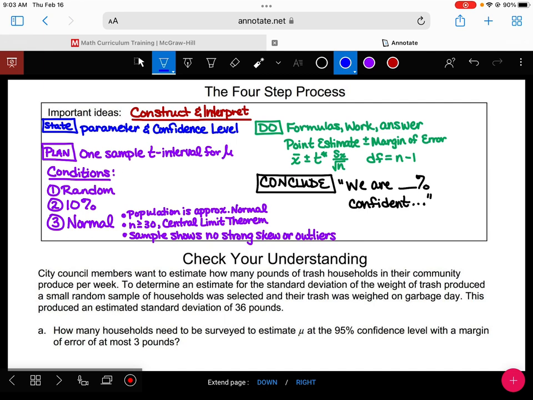For the do, these are the formulas, the work, and our answers. So point estimate plus or minus margin of error: x bar plus or minus t star times Sx over square root of n, with degrees of freedom being n minus 1. Remember, for proportions we use a z, so we have a z star critical value. Here we use a t star critical value, so we have to know our degrees of freedom. And then our conclusion: we are blank % confident, and so on.